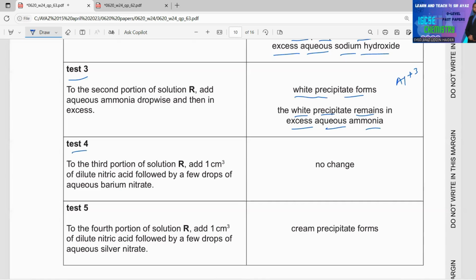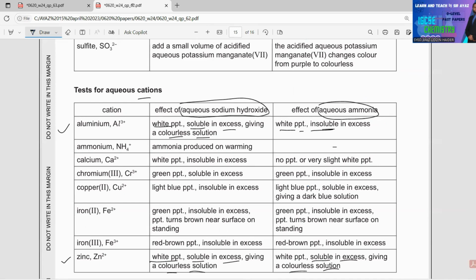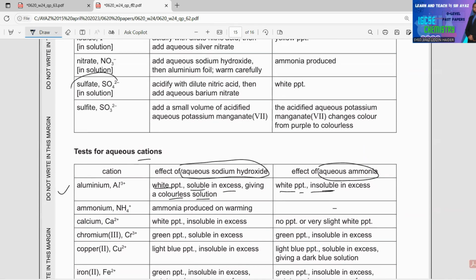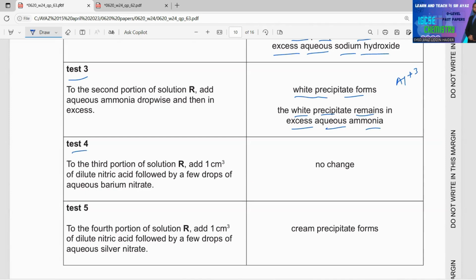Test 4. To the third portion of solution R, add 1 cm³ of dilute nitric acid, followed by a few drops of aqueous barium nitrate. No change. This is a test for the anion, and barium nitrate is used to test the presence of sulfate ion. Barium nitrate is used after adding dilute nitric acid, and it should give white precipitate if sulfate ion is there. As there is no change in this case, SO4 2- is absent.